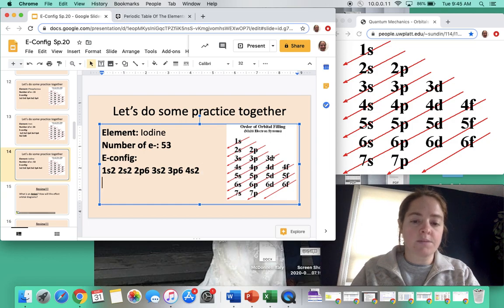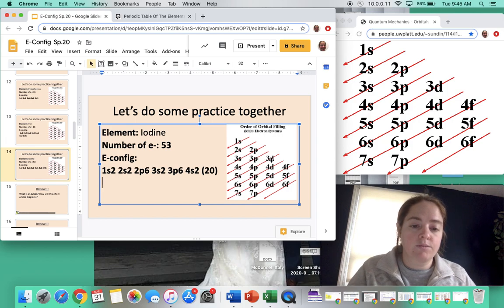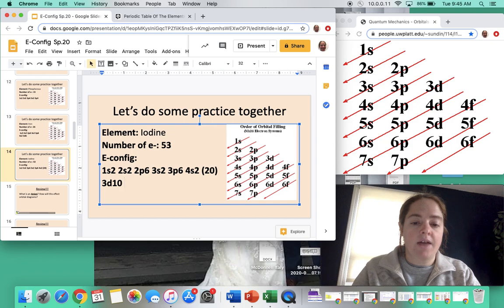After 4s comes 3d. Now remember, d's are very large, so I am going to stop and pause here and count. 2 plus 2 is 4, plus 6 is 10, plus 2 is 12, plus 6 is 18, plus 2 is 20. I'm going to put 20 in parentheses and carry on. After 4s is 3d. D can go up to 10. After 3d comes 4p, so 4p6. After 4p comes 5s.